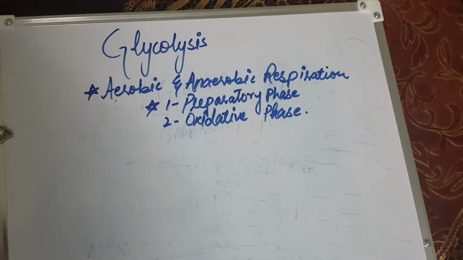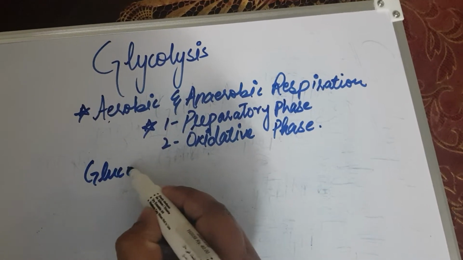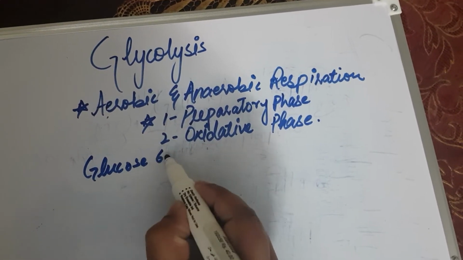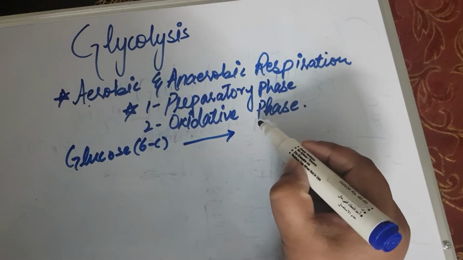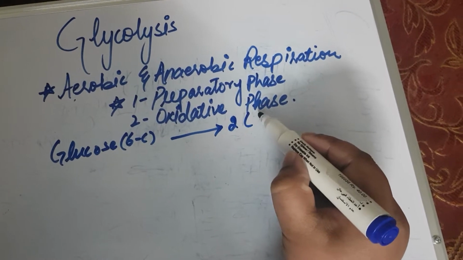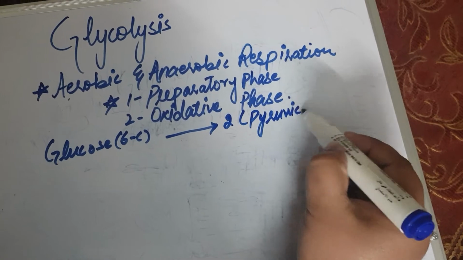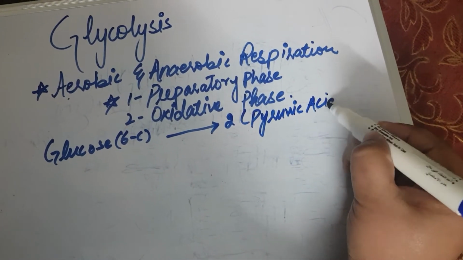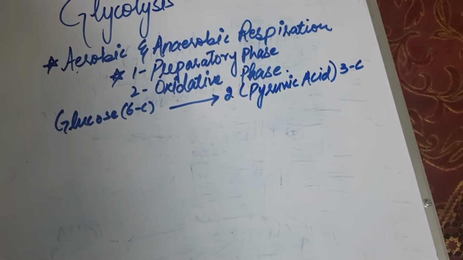Glycolysis is the process in which glucose, a 6-carbon compound, is broken down or converted into two molecules of a 3-carbon compound, which is known as pyruvic acid. This is a 3-carbon compound. So let's start with the process.